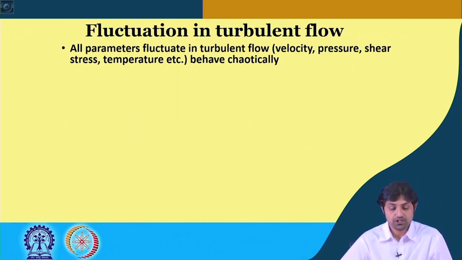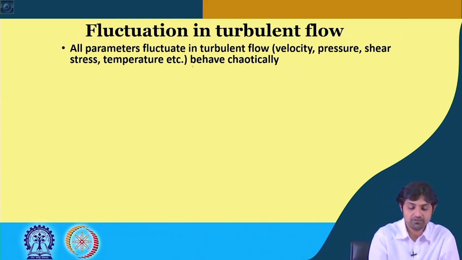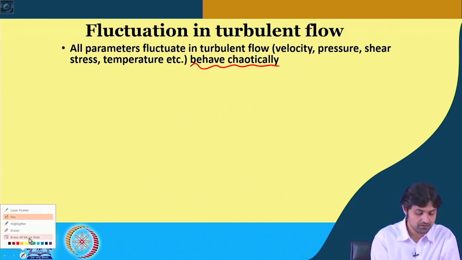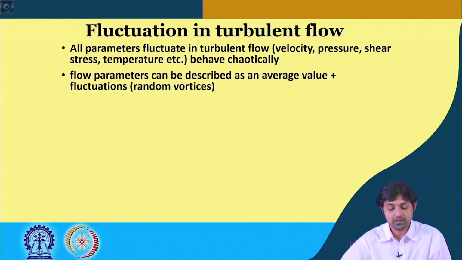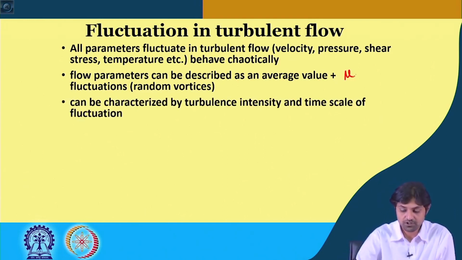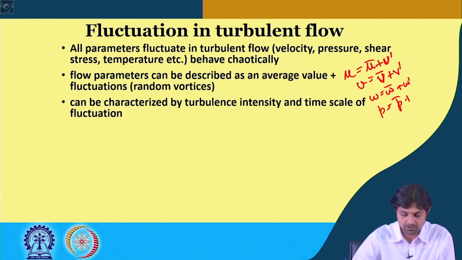So talking about the fluctuation in turbulent flow, all parameters fluctuate in turbulent flow, whether it is velocity, pressure, shear stress, temperature, everything fluctuates and they behave chaotically. Chaos is there. Okay. The flow parameters can be described as an average value plus fluctuation. This we have already seen many times, that u can be written as u bar plus u prime, v can be written as v bar plus v prime, w can be written as w bar plus w prime, same with pressure. So this is the average component, things with the bar, and this is the fluctuating component.